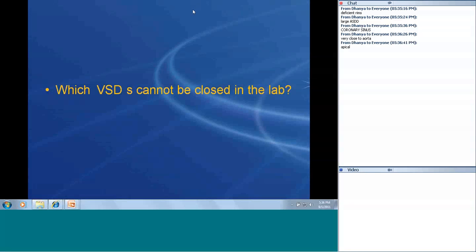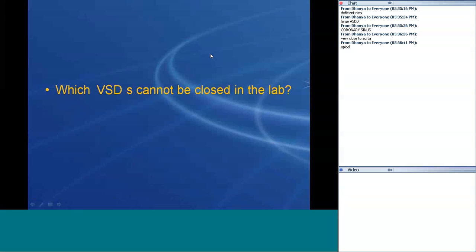Actually, they should be closed in the cath lab because surgically the apical muscular VSDs become very difficult for the surgeons to access. So apical muscular VSDs are the ones which should be closed in the cath lab only. The other VSDs which should not be closed are the perimembranous ones with very deficient aortic, subaortic rims. But people do it. There are chances and incidences of complete heart block, so we better be careful when dealing with those cases.